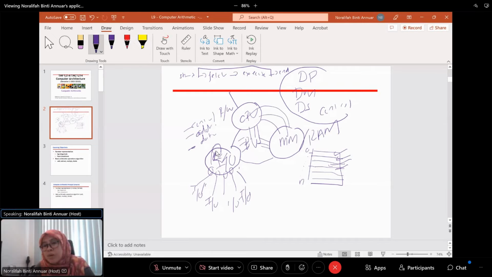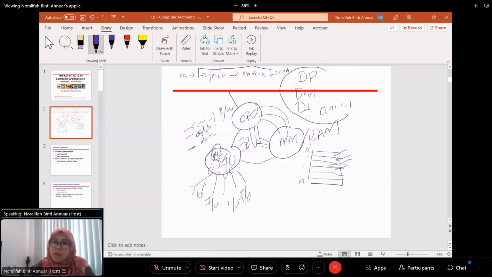Remember I gave you the metaphor of the Grab driver, Grab Food, right? When they want to pick you up, they need to know where you are. So they need the location. Same goes to the CPU. When it wants to fetch something, it must know the location. How does it know? It will refer to a component.